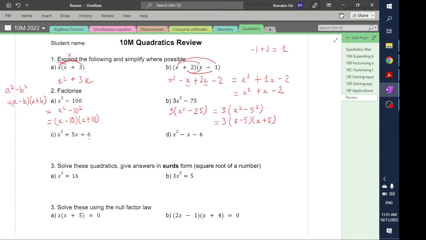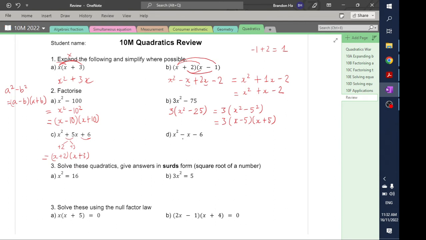So for this one, factorize, we need to think about the first number and the second number, right? Remember this part? The first number is a sum of two numbers, and the second number is the multiplication result of those two numbers, right? So plus 5 is plus 2 and plus 3, right? And 6 is 2 times 3. So we can write this expression equal x plus 2 times x plus 3. We have done this a lot already, right?